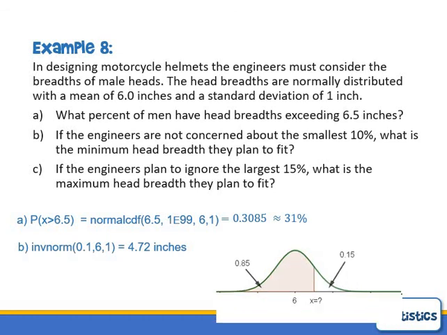Part C says the engineers plan to ignore the largest 15%. So we need to find the x value where there's 15% above it. But my calculator, I have to give it the area to the left. So if I do 1 minus 15%, they'd be 85% below. Okay? So it's very important on the calculator I give it the area to the left. So I would do inverse norm with 0.85, the area to the left, and then 6, 1, and you get about 7 inches, 7.04 inches.